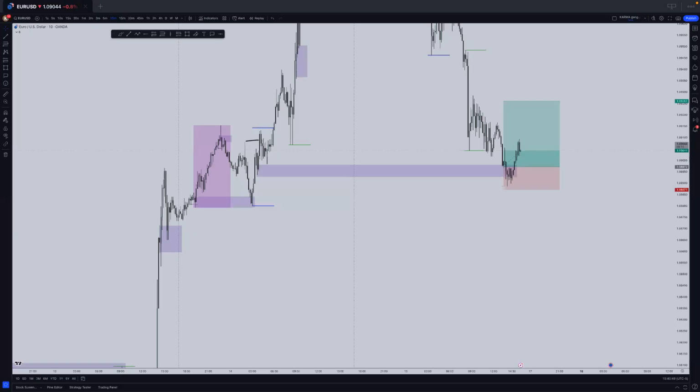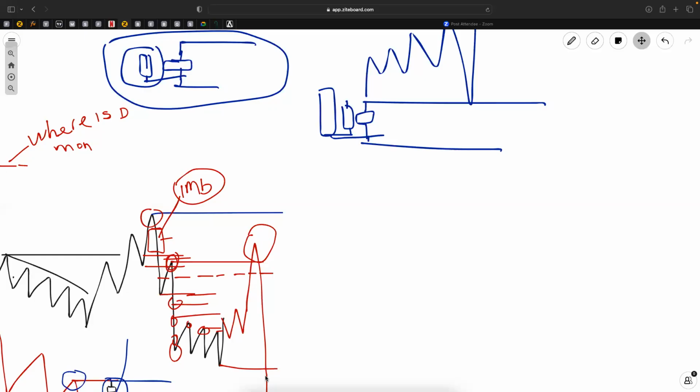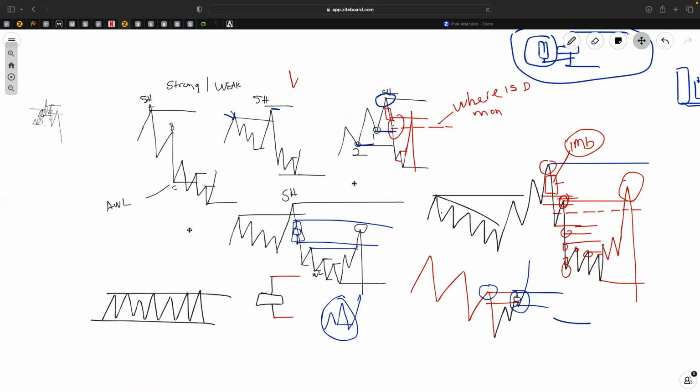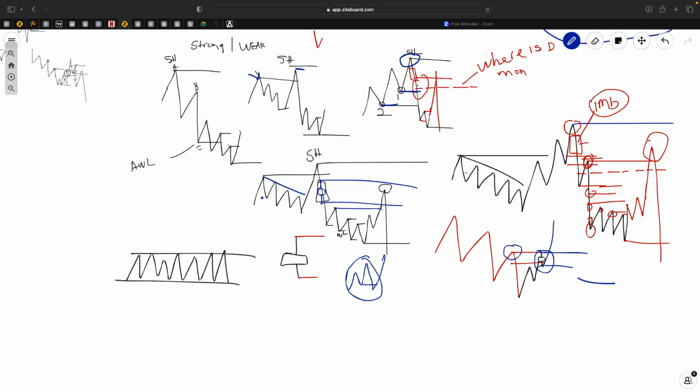Pairing manipulation and strong I. Strong I itself is as a result of manipulation. One of the factors of a strong I is manipulation. I've said that already, guys. I said we have three types of strong I. The first one has to be the one that took care of external liquidities, which makes this a strong I. Taking care of an external liquidity simply means it has manipulated.